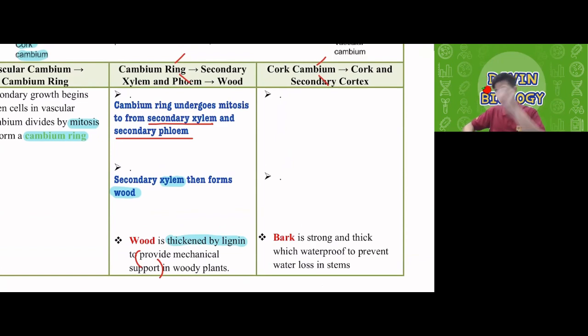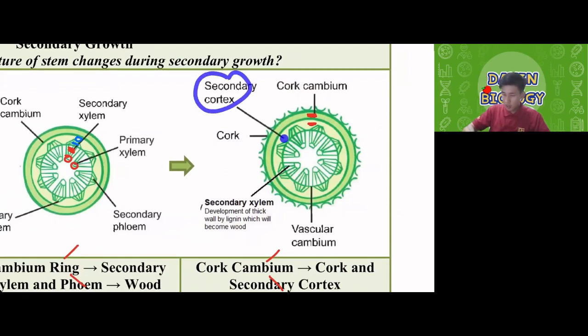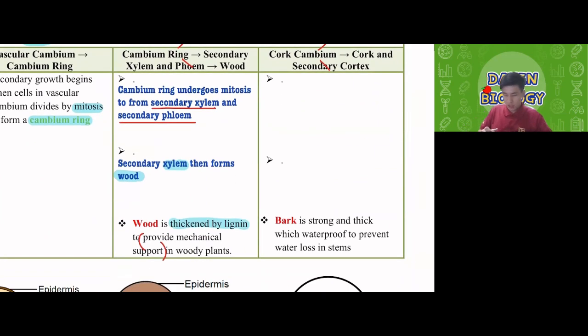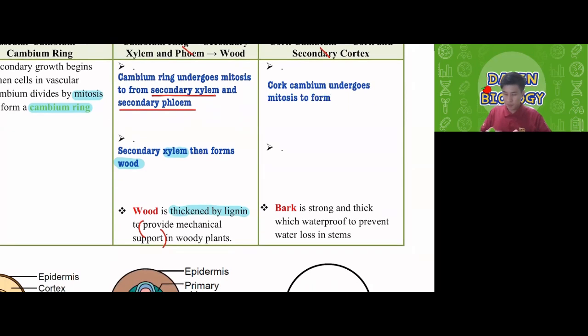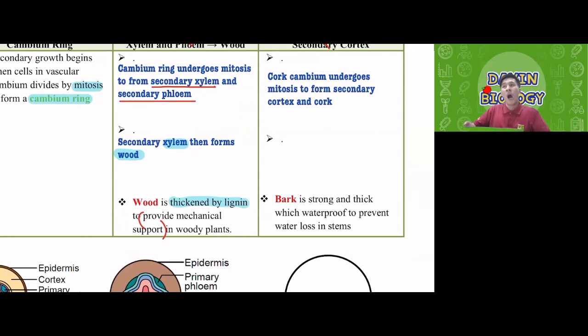Next, the cork cambium. Same. It will undergo mitosis to form one inner layer and one outer layer of tissue. The inner layer, you can see, is called secondary cortex. So it forms another layer of flesh inside, and then cork is the outside one. So same, we will say the cork cambium also divides, or you can say undergoes mitosis, to form secondary cortex inside and cork outside. Then the cork will form something called the bark.